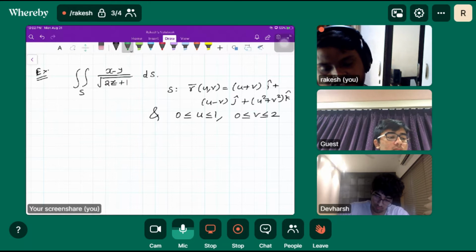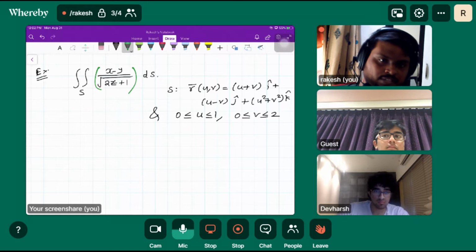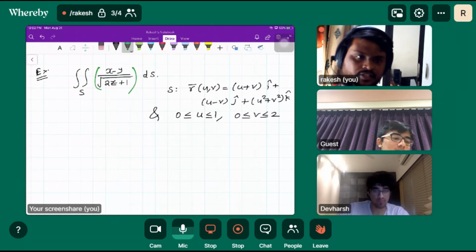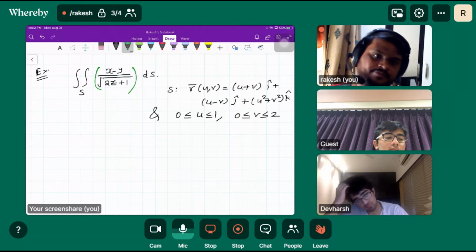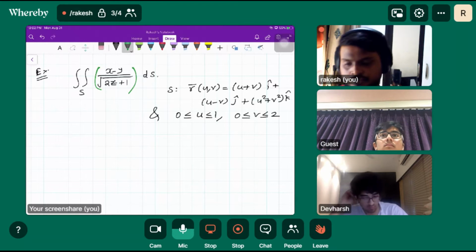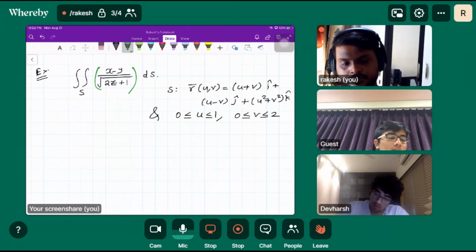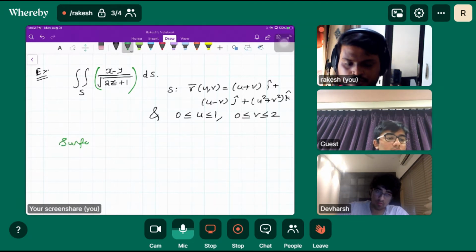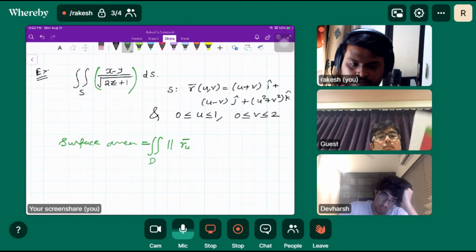Suppose this is the mass density function. We are finding out the mass. If that function is a mass density function, then the result would be the mass of that surface, isn't it? So find out the mass here. What is the formula? Let me revise the formula again. So far we have done the surface area. Surface area is the double integration of the magnitude of r_u cross r_v dA.